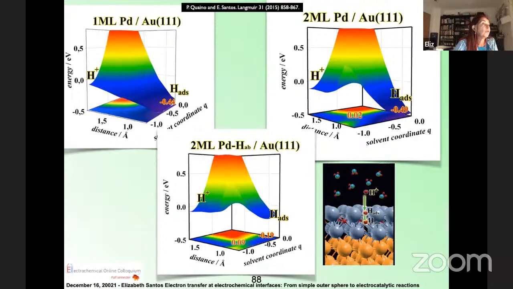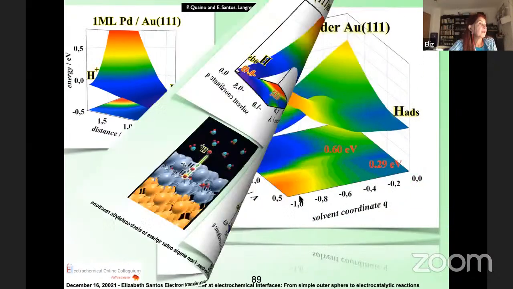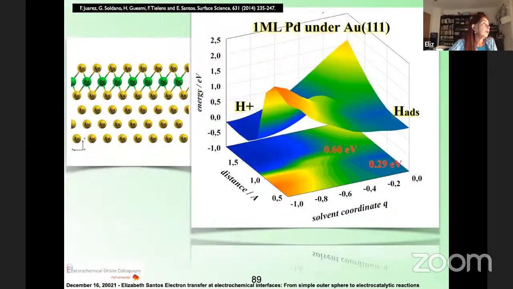And when we have adsorbed hydrogen between two monolayers, and it becomes a proton, then the behavior is also different. And we can also have one monolayer of palladium below a gold layer, and this also makes a difference. These are all different systems that we can investigate as examples.